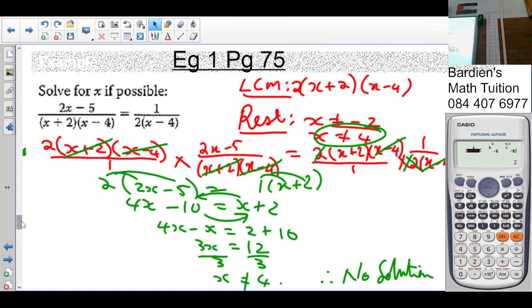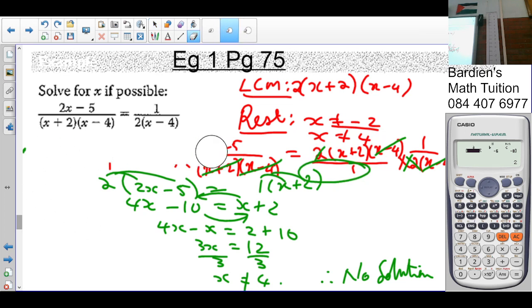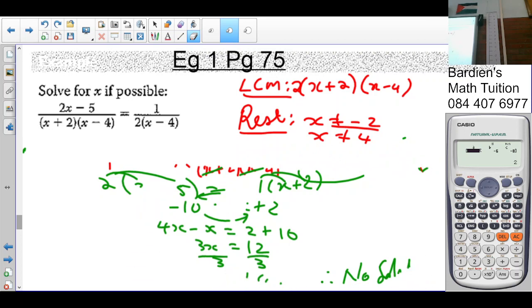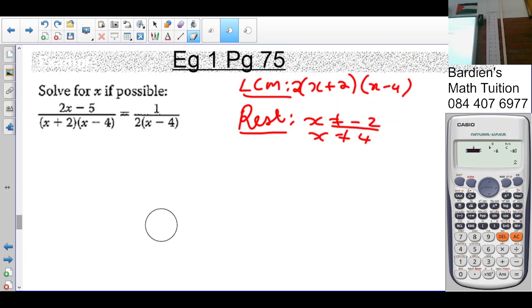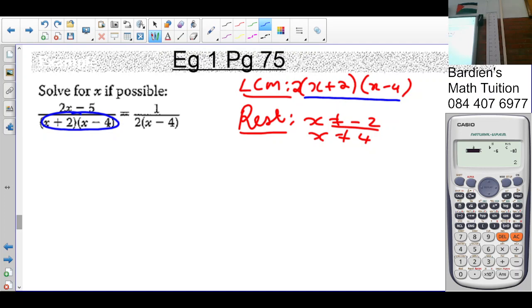Okay, as promised, I'm going to do the other way as well. The other method, same, LCM and all that. The question we normally ask ourselves is, what must this denominator be multiplied by to get the LCM? 2. So it's 2 into 2x minus 5.